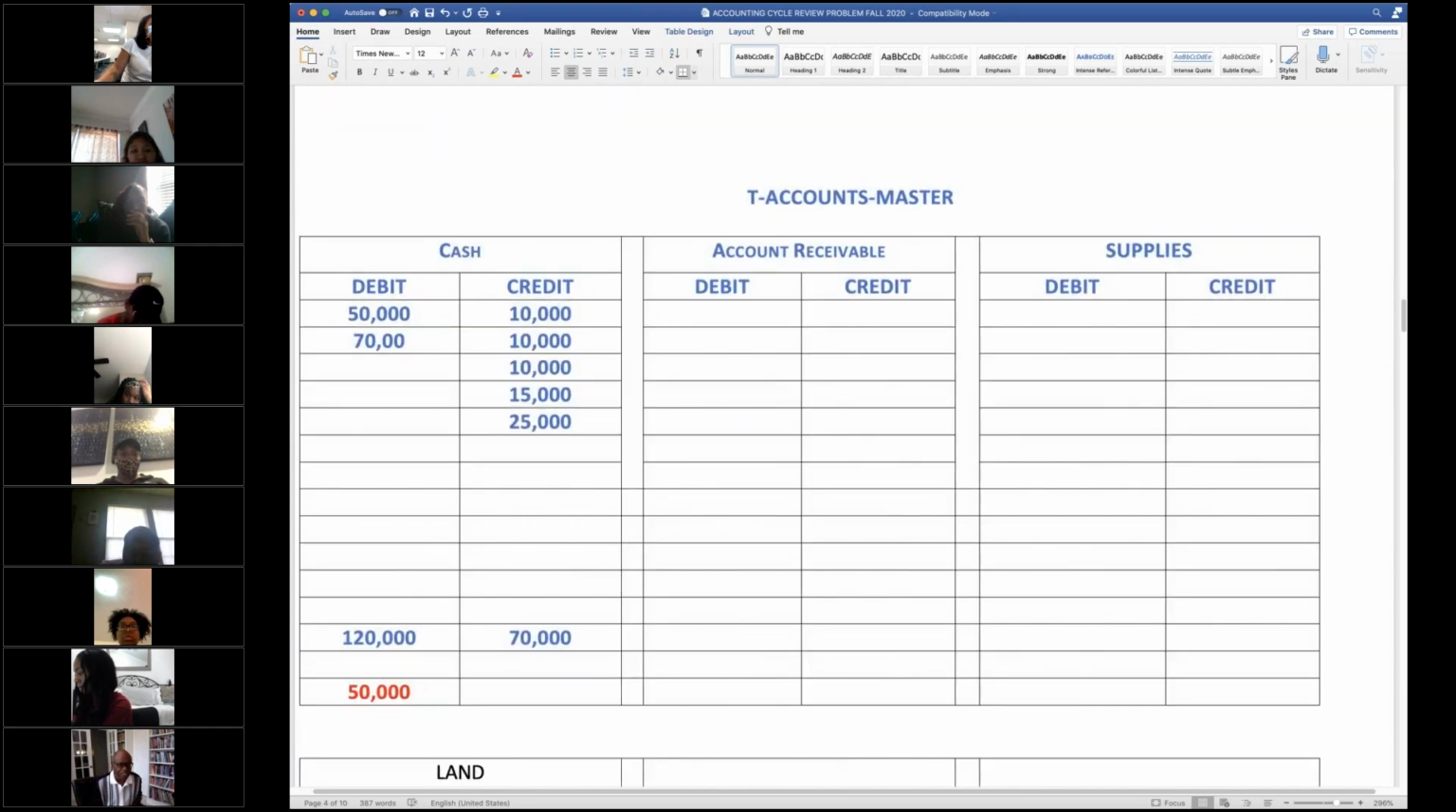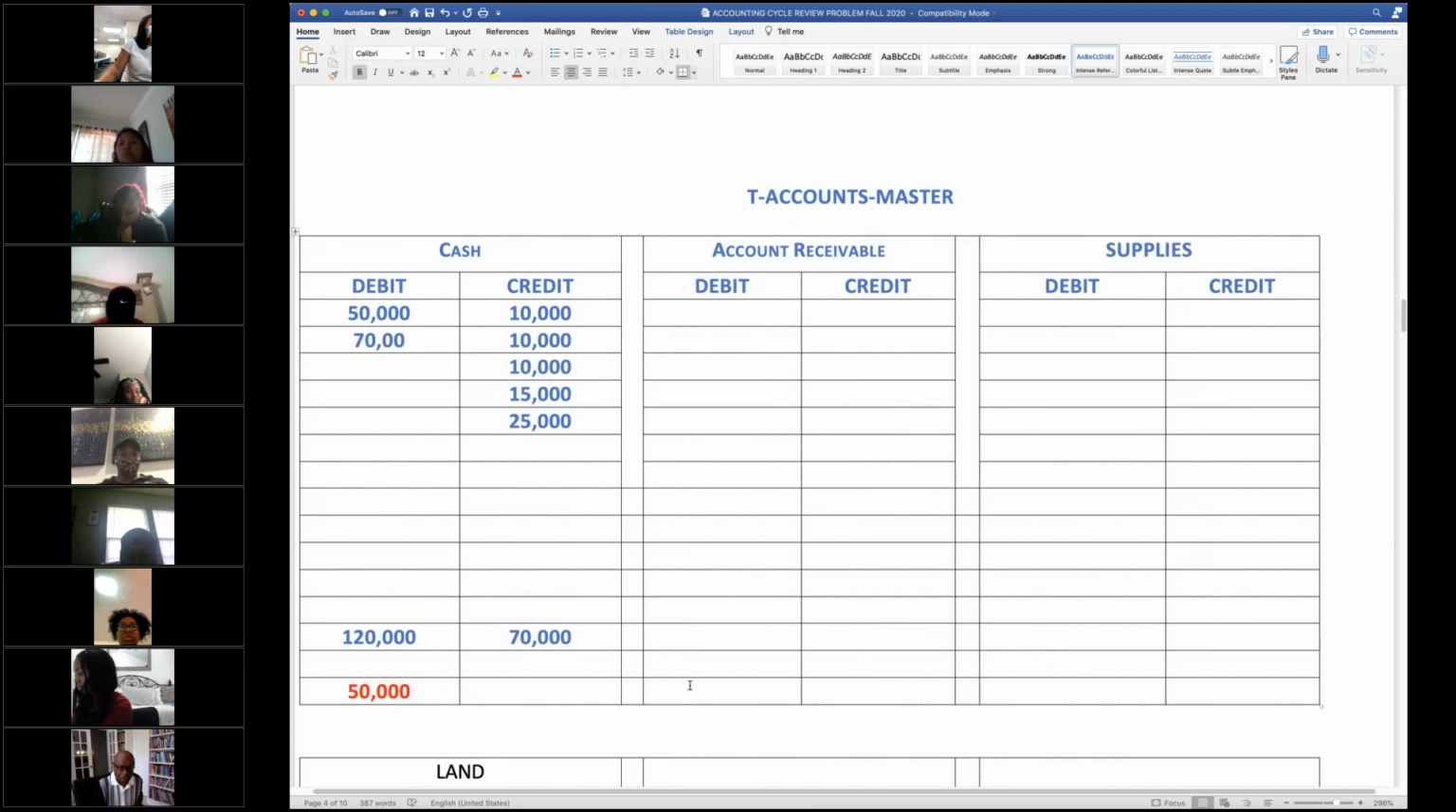Does everybody see the 50,000? How much do we got in accounts receivable? I'm not going to do the details. How much is in accounts receivable now? It's 10,000 for the total on the debit side. Okay. How much in supplies? 40,000 on the debit.